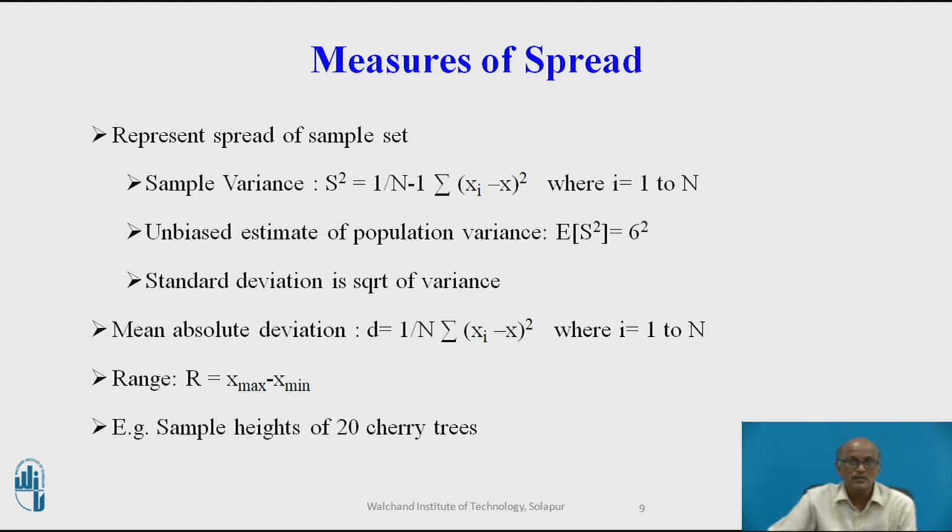One of the measures is the sample variance. In this we are going to study the sample variance, then standard deviation, mean absolute deviation and the range. Take x of i minus the sample average that we have already computed, square it, add over all the n data points, and divide this sum of squared values by n minus 1. Such a measure is called the sample variance.